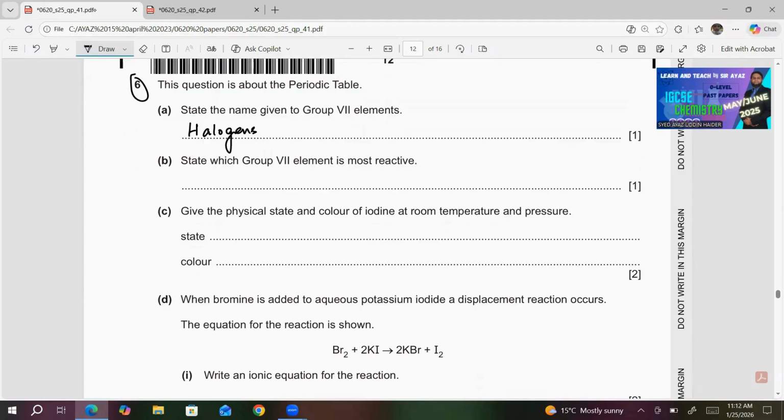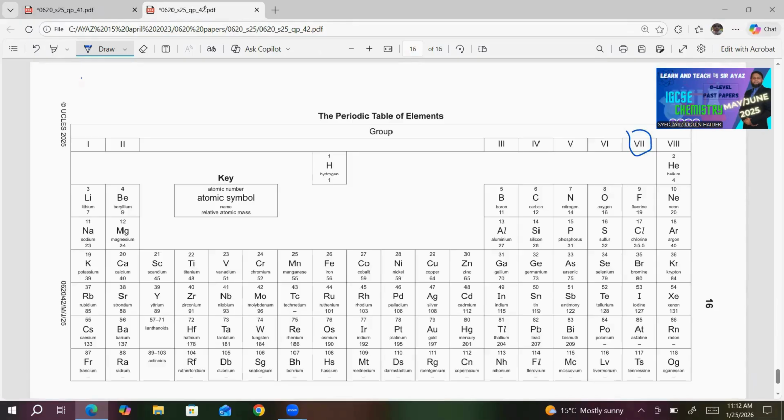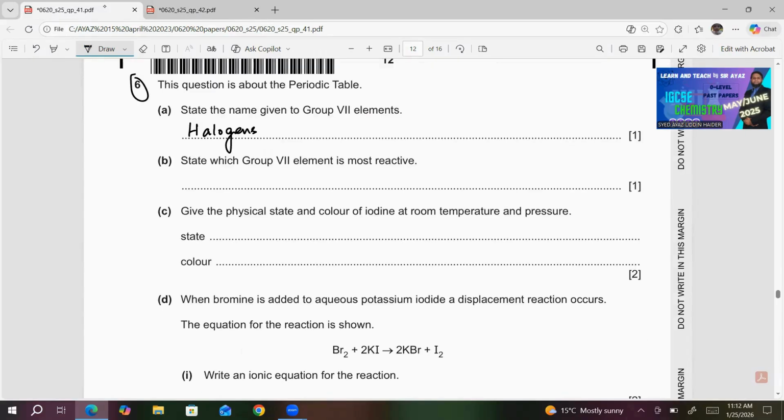B, state which group 7 element is most reactive. Now the first element is fluorine. It's most reactive because in this group, if you go down, the reactivity decreases. So fluorine will be more reactive. You can either write the formula or name of this element. They all are diatomic. That's why I'm writing F2.